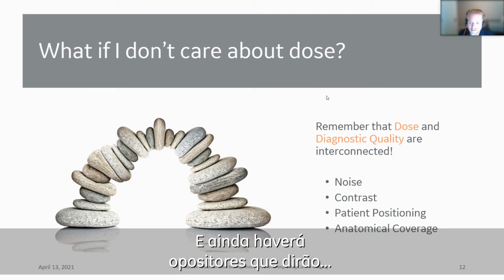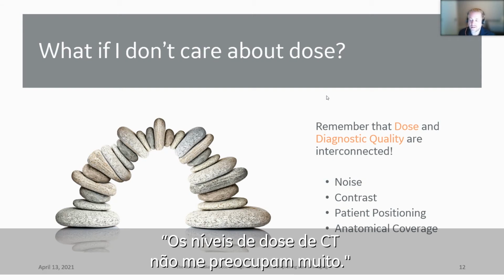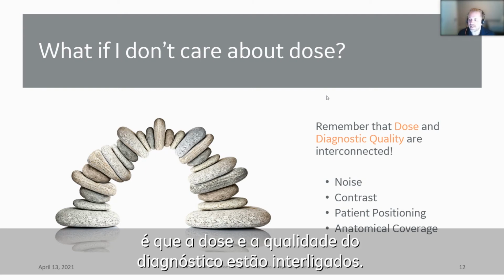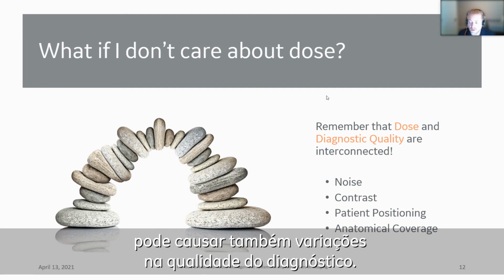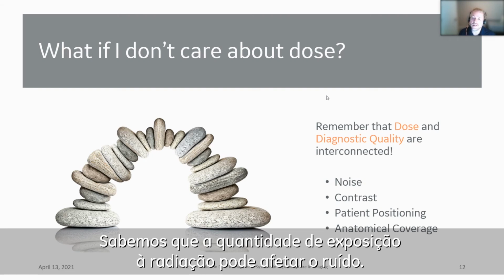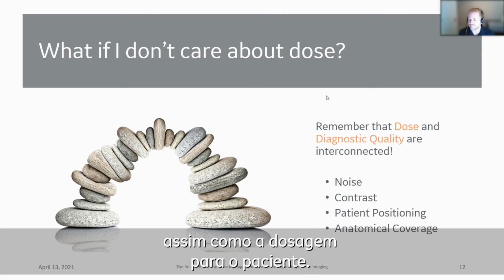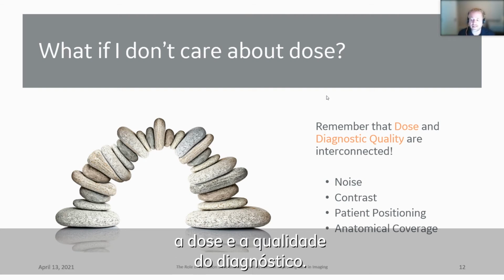And you will still have those naysayers who say, I really don't care about dose. I think dose is low in CT. I'm not that concerned about it. What I like to share with those types of people is that dose and diagnostic quality are interconnected. Right? They're very much related. So the things that can cause variation in dose can also cause variation in diagnostic quality. Right? So we know that the amount of radiation exposure can impact the noise. The energy of the X-rays can certainly affect the contrast in the image as well as the dose to the patient. Things like patient positioning and anatomical coverage can also impact both dose and diagnostic quality.